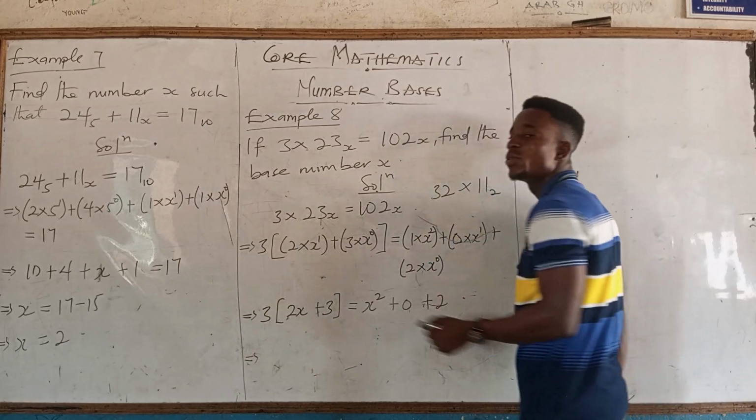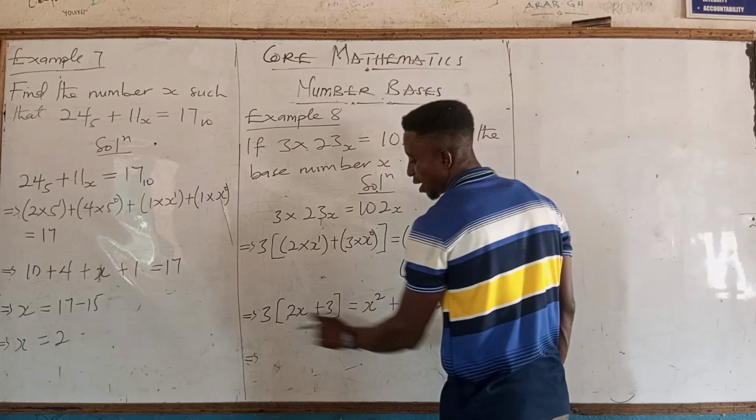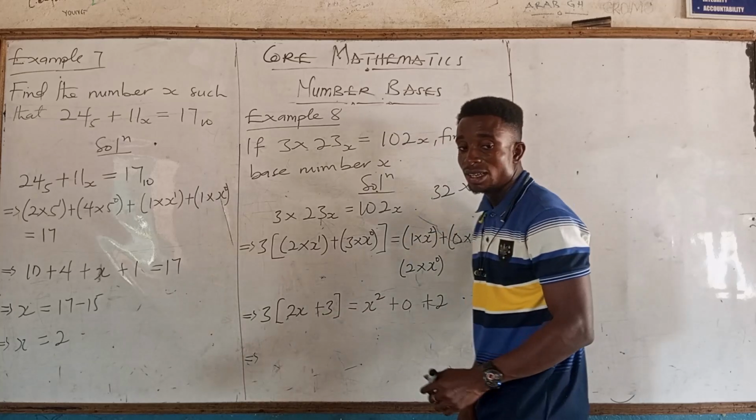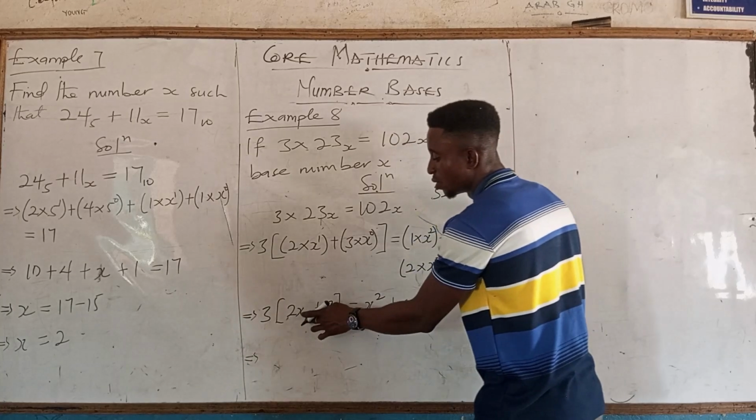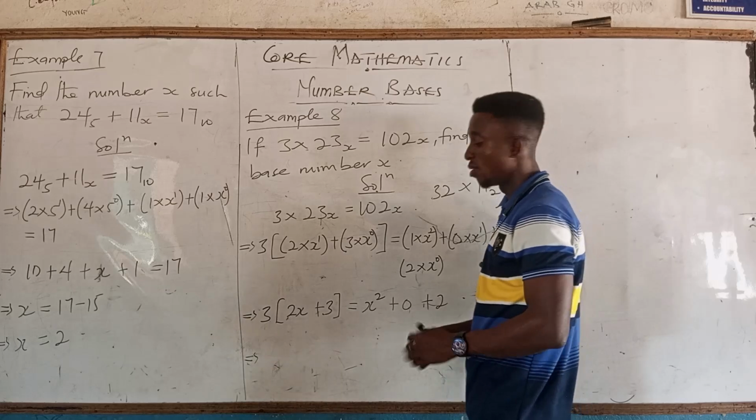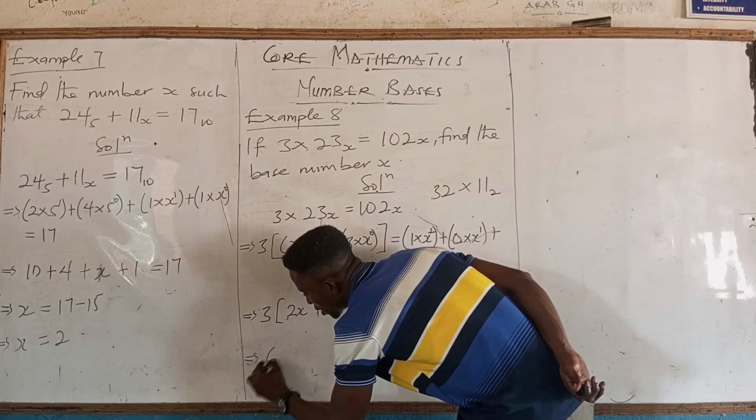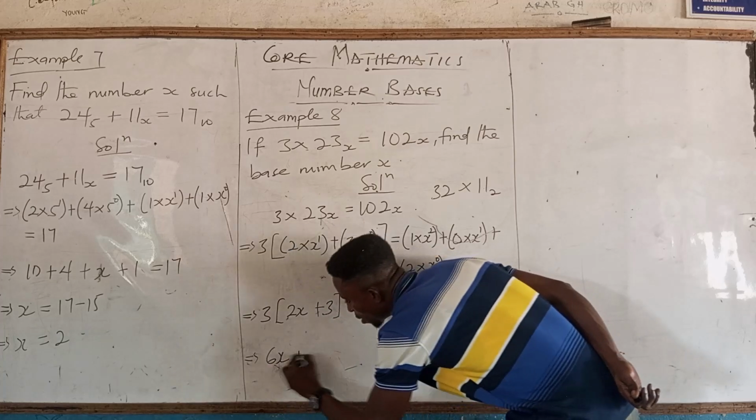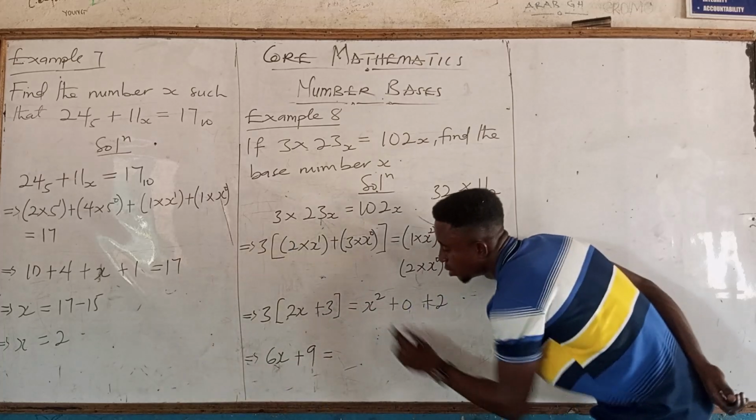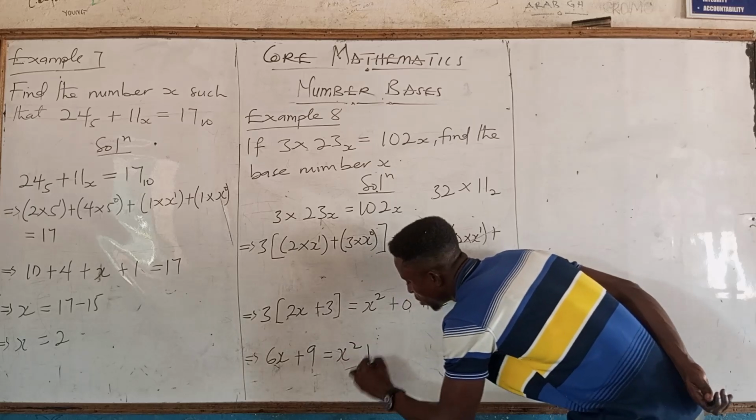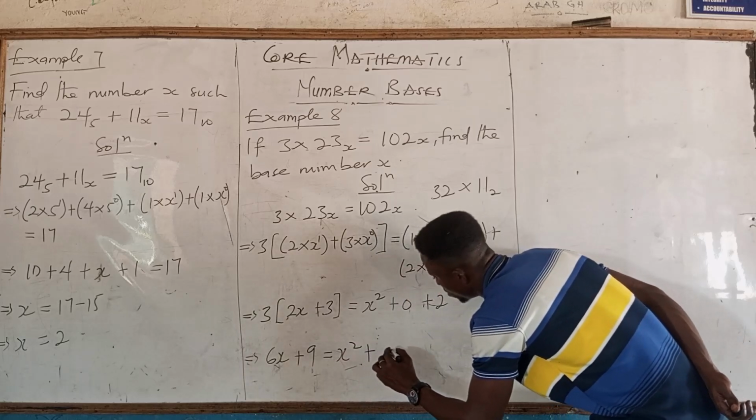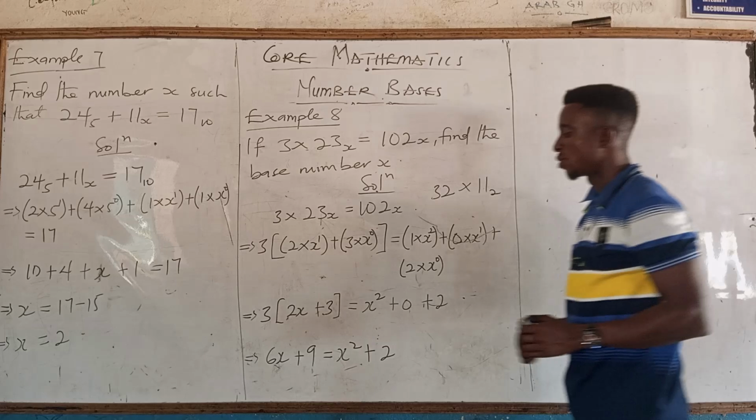So now this one is in base 10 because it has been converted to base 10. So now what do we do? Is it 3, 3? So they are in base 10. So this is in base 10 because there's no subscript again, or there's no base. So we can now multiply. And multiplying this will get 6x plus 9, which is equal to x squared plus 2.